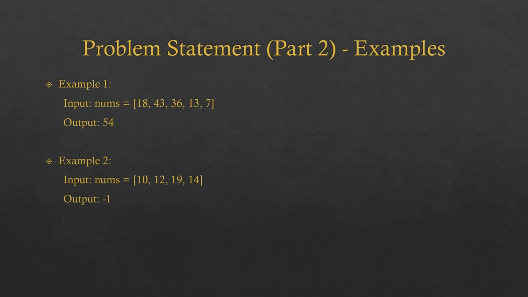Let's look at a couple of examples. In the first example, the input is nums, which contains the elements 18, 43, 36, 13, 7, and the output is 54. In the second example, the input is nums with the elements 10, 12, 19, 14, and the output is -1 because there are no two numbers with equal sum of digits.